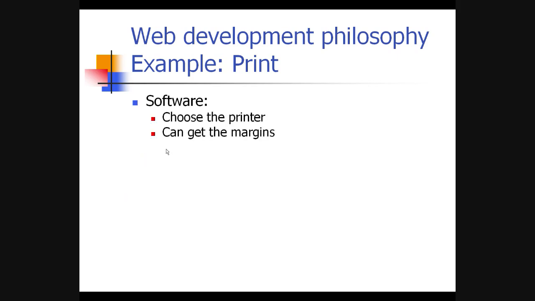Print is another very good example of the difference of philosophy when you're developing for the web. In regular software, you can choose the printer. You can now get the margins, since you followed my print without report course already. You can create the ad hoc report based on that printer's margins and correct the size to fit in there, all these kinds of wonderful things.